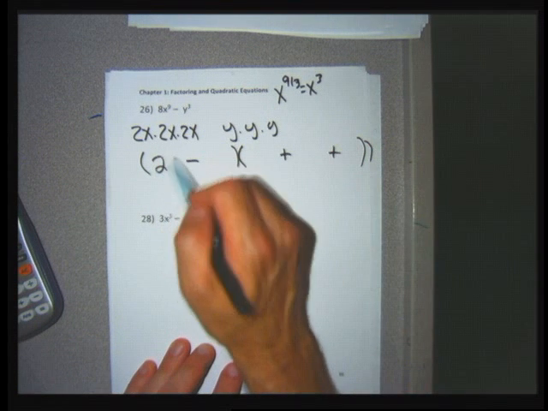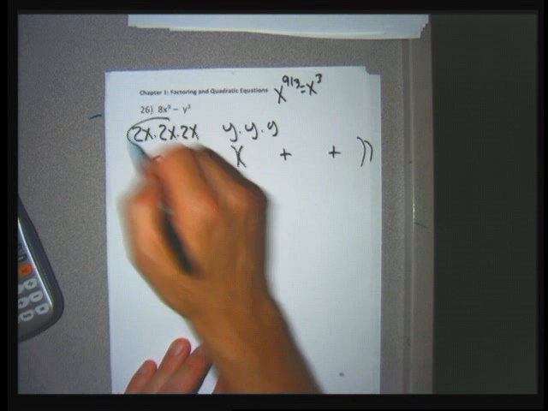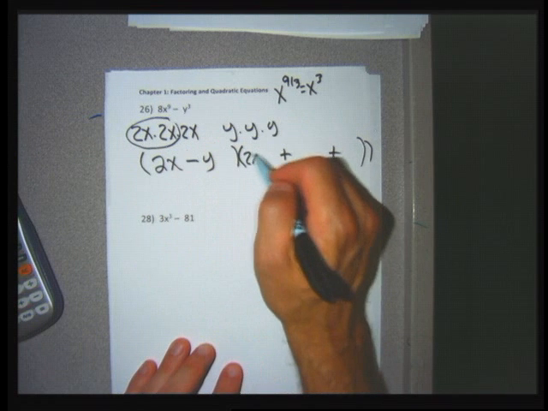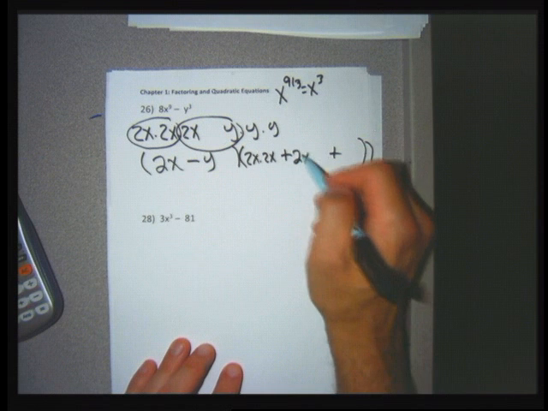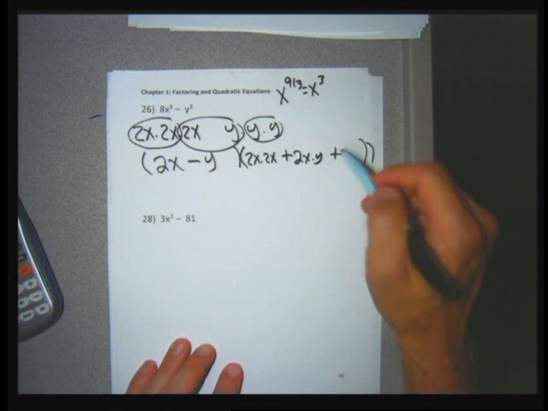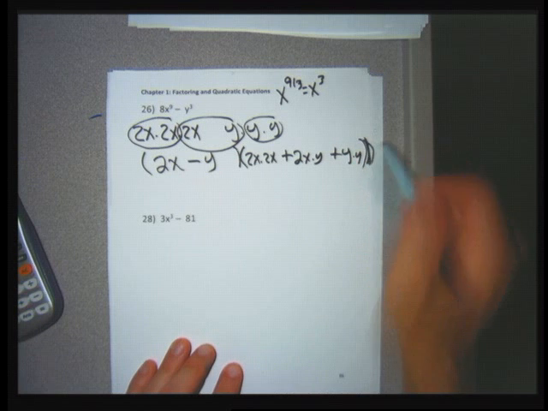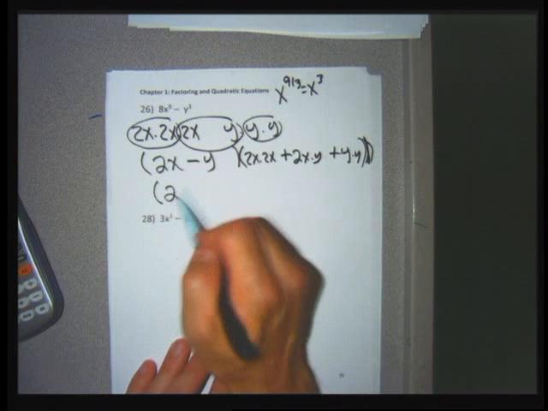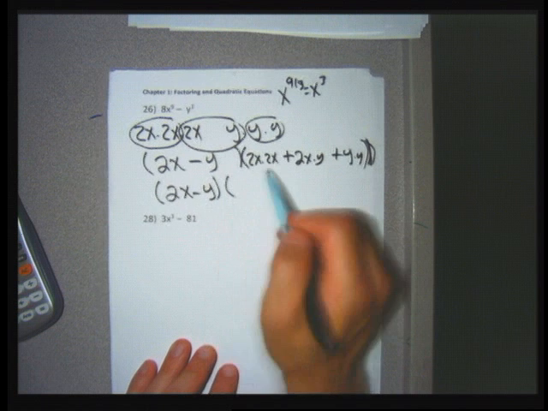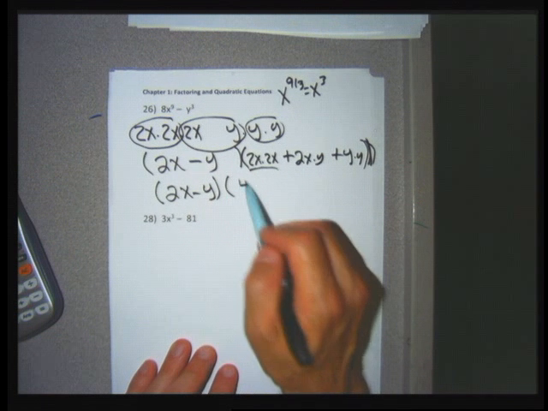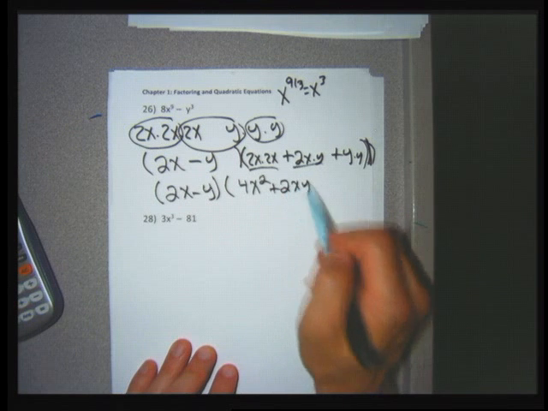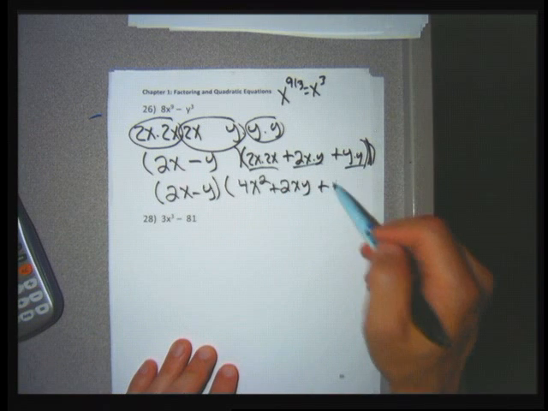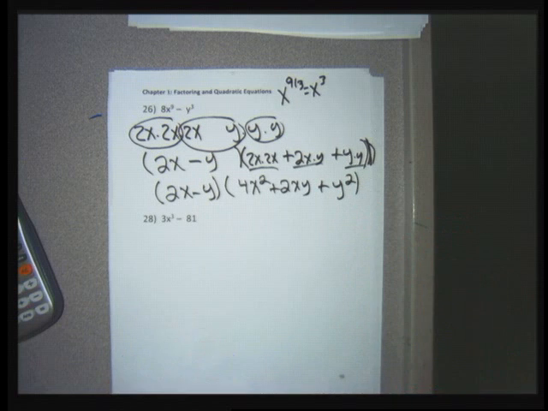First parentheses, one of each. Second parentheses, first pair is 2x times 2x. Second pair is 2x times y. Last pair is y times y. And so my answer, first parentheses, I'm going to leave 2x minus y. 2x times 2x in the second parentheses gives me 4x squared. 2x times y gives me 2xy. And y times y gives me y squared. Second parentheses is always prime.